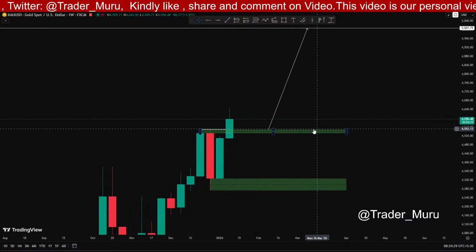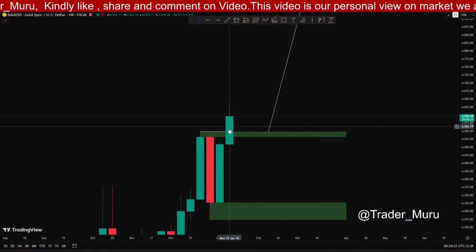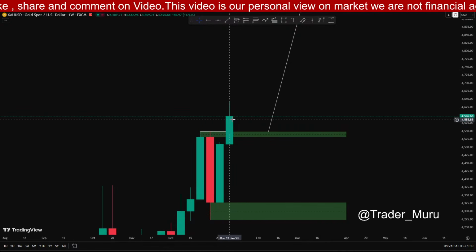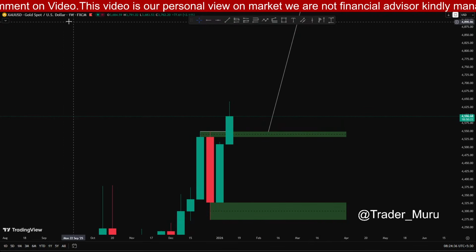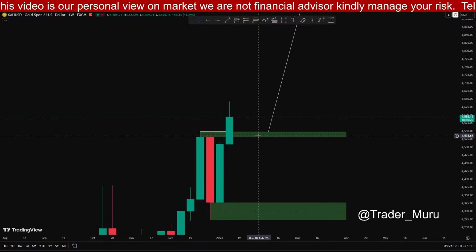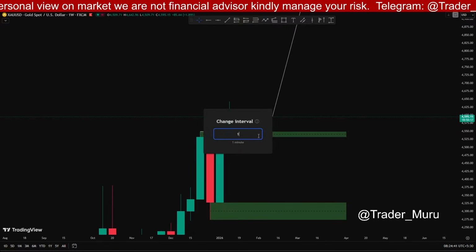So after this weekly close, the next picture will be clear. Before that, we need to play in a smaller time frame. And now let's see what we have in the smaller time frame.